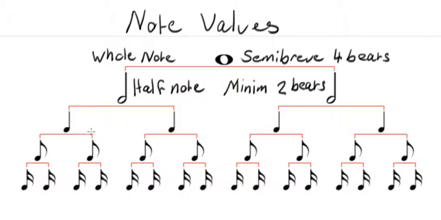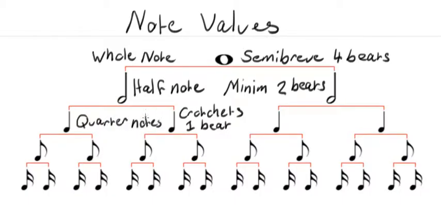As we go further down, we have 4 notes across the bottom. 4 of these notes are equal to 1 semi-breve, and these are called crotchets. Crotchets are worth 1 beat each and are often called quarter notes. They're called quarter notes because each is worth a quarter of a whole note.